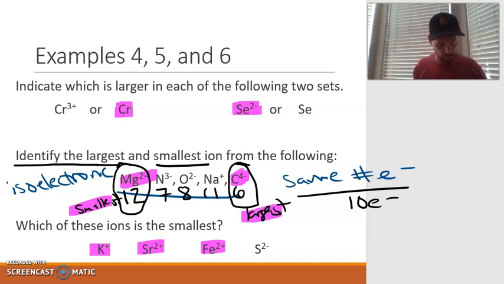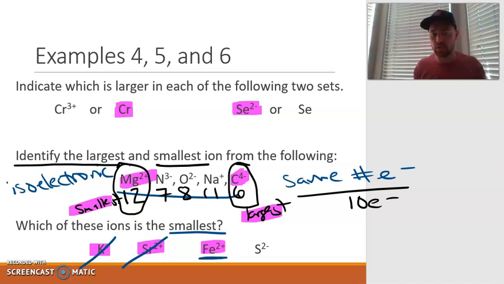So if I take a look at where potassium, strontium, and iron are on the periodic table, I'm asked to ultimately figure out which one's the smallest. Which one of those would be smaller? Well, I can get rid of strontium because strontium is one period below, so it's going to be larger than potassium and iron. And if I compare potassium and iron to each other, the one that's going to be the smallest is iron. So I can get rid of potassium since potassium would be larger.